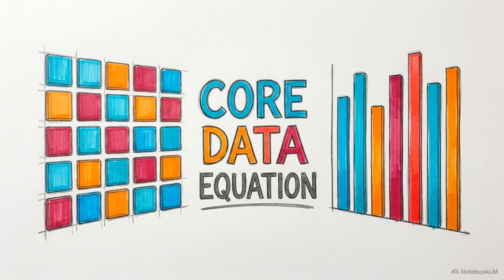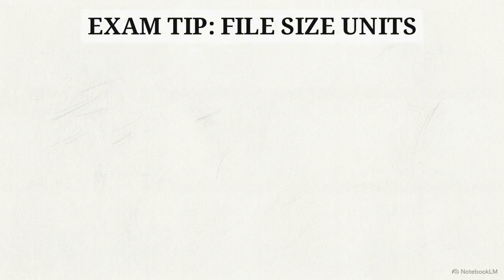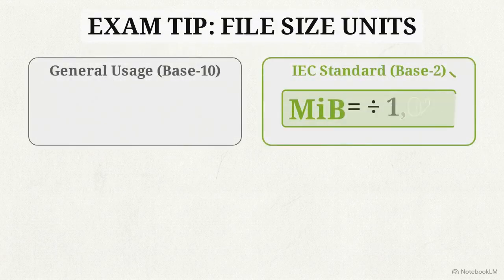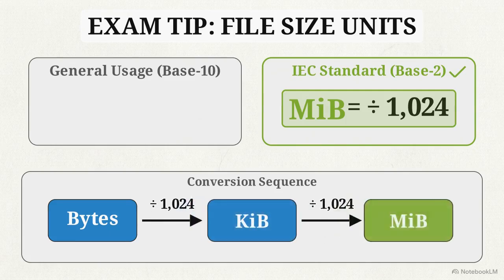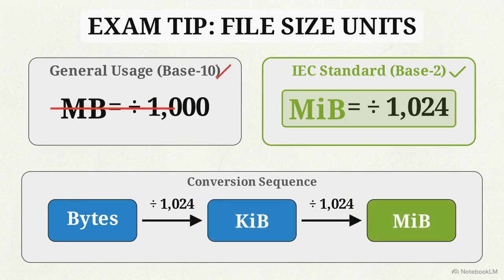Whether you are mapping 2-dimensional space for an image or chopping up continuous time for an audio track, data digitization fundamentally relies on multiplying grid size by bit depth. When calculating file sizes, pay close attention to the requested units. To convert bytes into megabytes, or MiB, the total must be divided by 1024 twice. Do not just divide by 1,000.